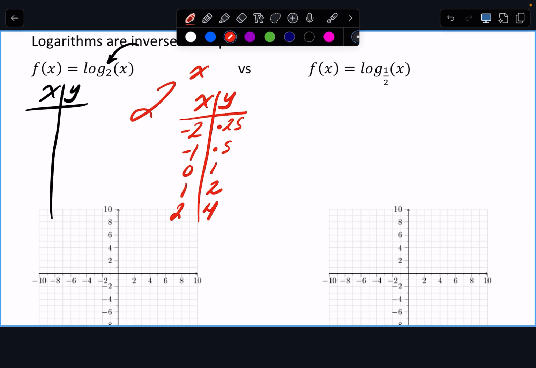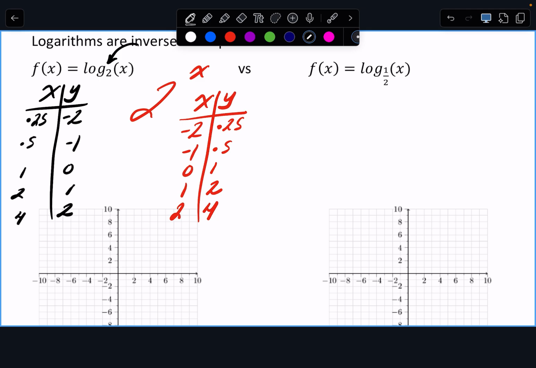But I can't graph those. Those are the inverse of what I'm trying to graph. So we know how inverses work. We switch our xy points. So log base 2's values will be the inverse of that. So (0.25, -2), (0.5, -1), (1, 0), (2, 1), (4, 2).